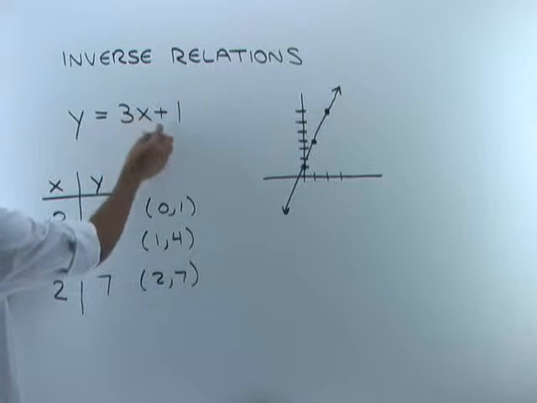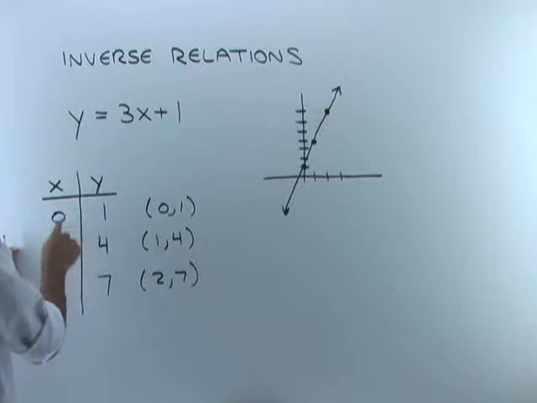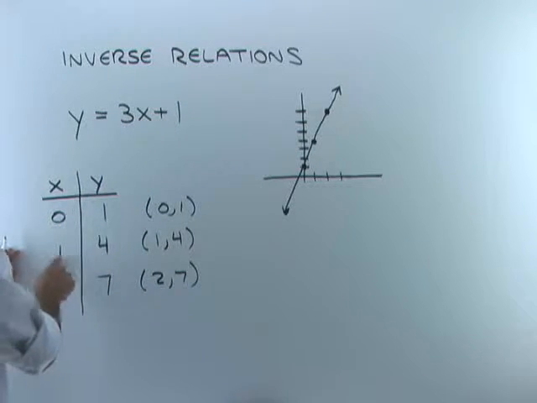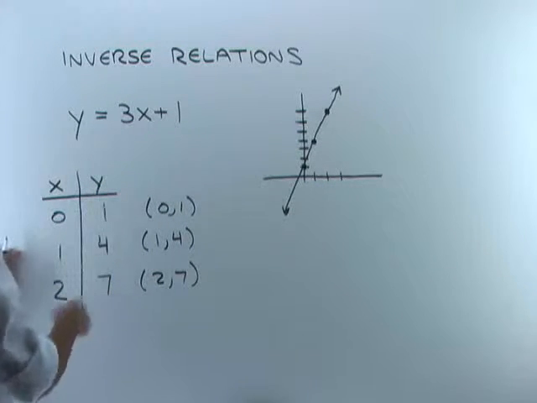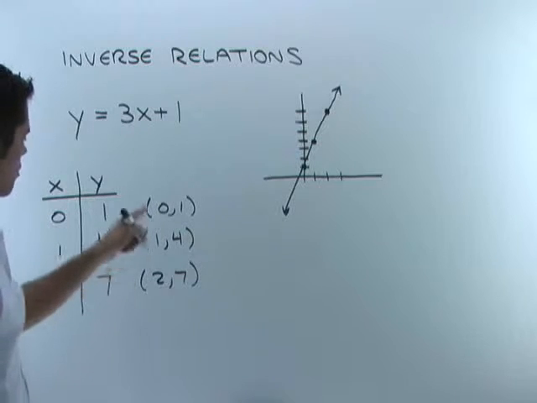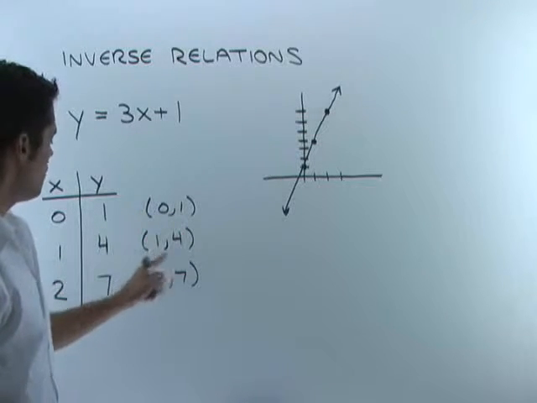3 times 0 is 0 plus 1 would give us 1. So if we plug in 0, we get 1. If you plug in 1, 3 times 1 is 3 plus 1 is 4. If you plug in 2, you'd get 7. So we can look at these as ordered pairs: (0, 1), (1, 4), and (2, 7).